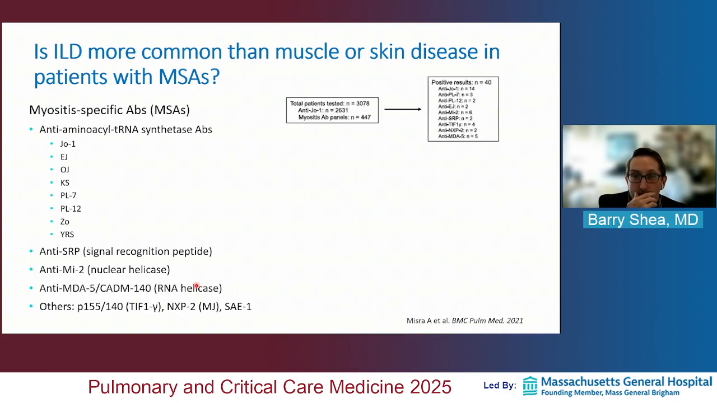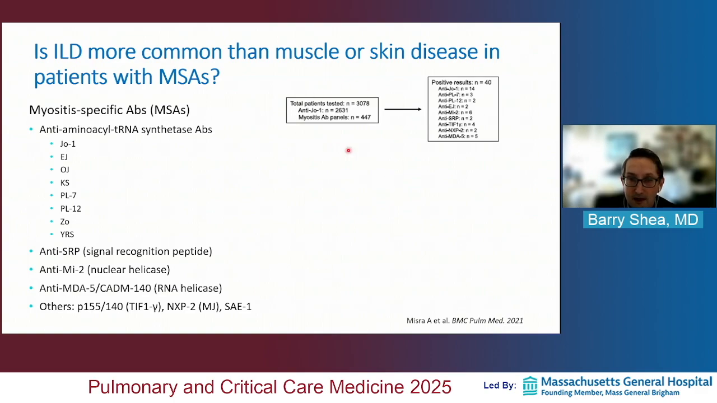So when I was at Brown, one of the things we were interested in looking at is how common interstitial lung disease is compared to muscle disease and skin disease in patients with these autoantibodies. So we took somewhat of an agnostic approach. This was with a fellow who was working with me at the time, Avi Misra. We decided to look at all the patients who had positive myositis-specific antibodies over, I think this was a 4-year period, and just see how common interstitial lung disease was compared to muscle and skin disease.